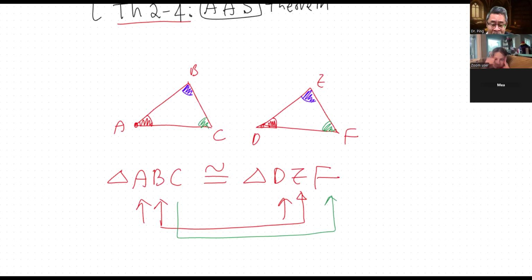All right. Now we're going to give some examples. But before we start with examples, there is an acronym we need to learn. This acronym is very useful, and it's called CPCTC.